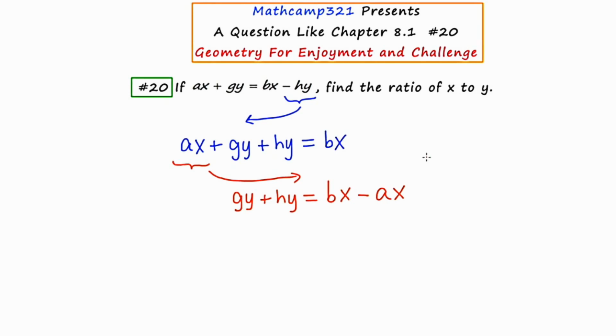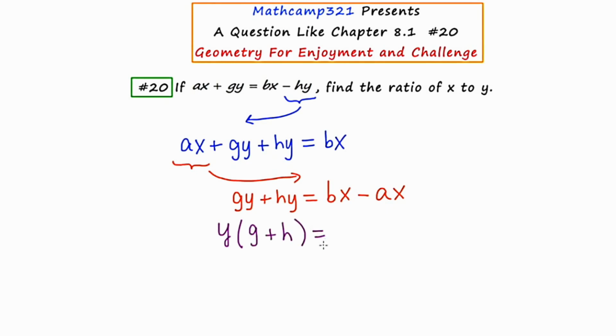And my objective is to get the ratio of x to y. At this point, it might still not seem like we're moving in the right direction, but we're going to do one critical maneuver right now, which is going to clear everything up, hopefully. And that is, treating each side independently, we're going to factor out the greatest common factor. As we focus on the left-hand side, what is common to the two terms, gy and hy? Well, if you guessed y, you're correct. So I'm going to factor out a y, and what's left over is g plus h.